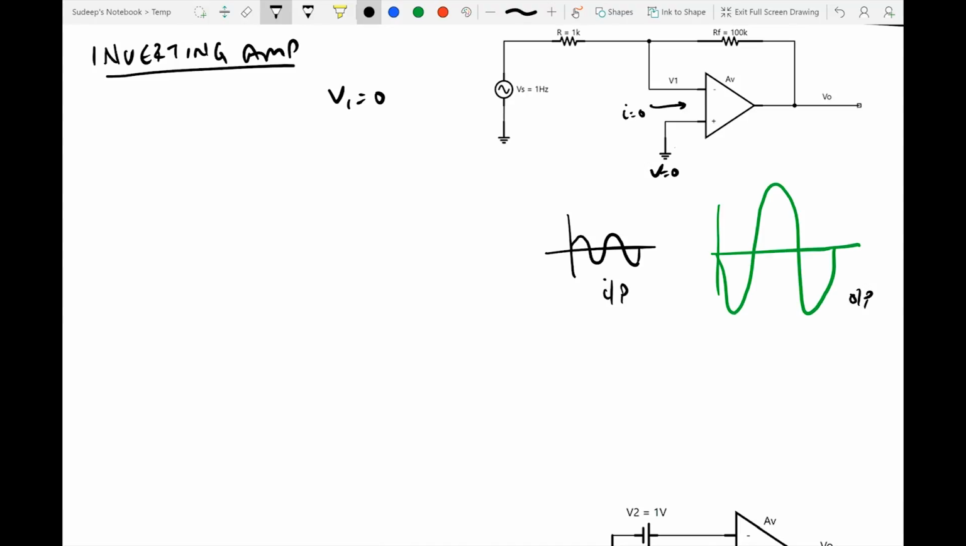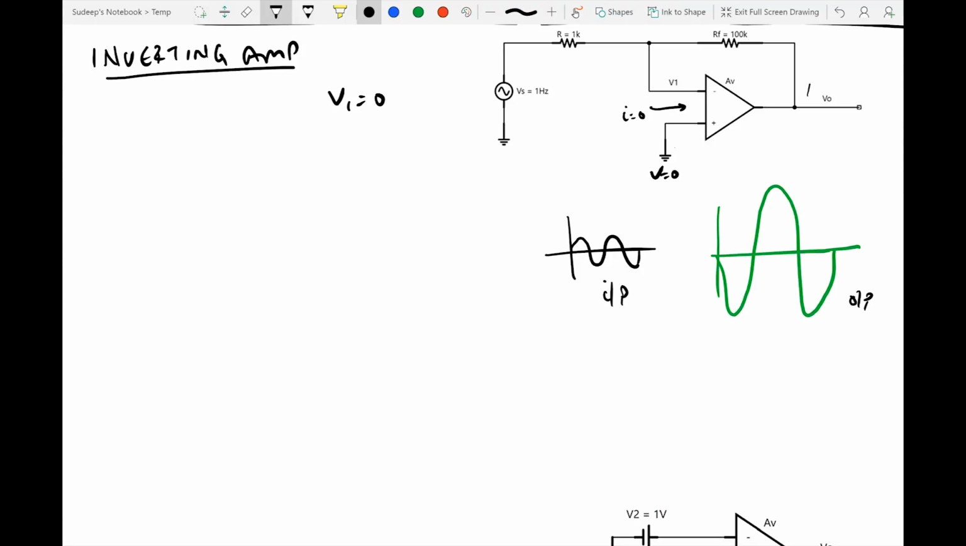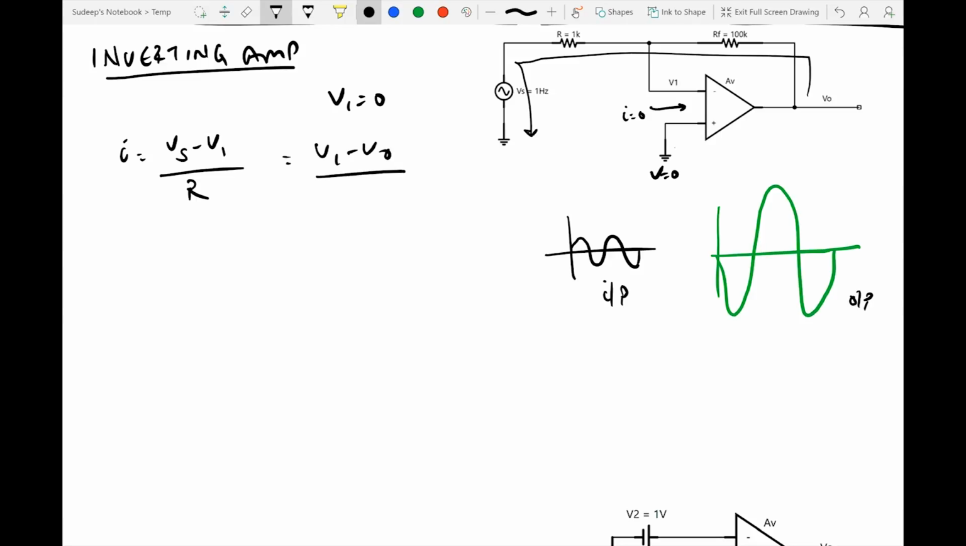Again, we have the same setup where we can see the current flowing from the output back via Vs into the ground, and we know that V1 is equal to 0. Let's do the mathematical analysis again to see what the current flow is in this case. The current flow would be the voltage drop across this resistance R, which is (Vs minus V1) divided by the resistance R, or it can also be expressed as (V1 minus V0) divided by Rf.